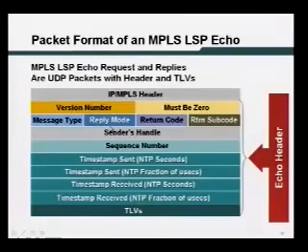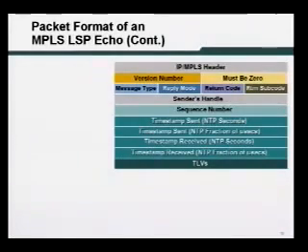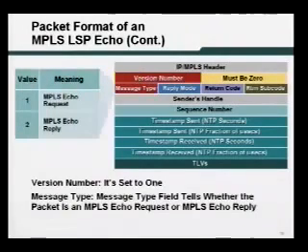Let's go through some of these fields quickly, and then we'll see what exactly these mean. So first one is version number. Today version number is 1. So for MPLS echo request, we always use echo version number 1. The message type, there are two types of message types defined. One is echo request, the other is echo reply.